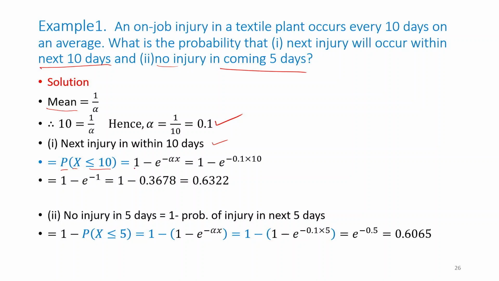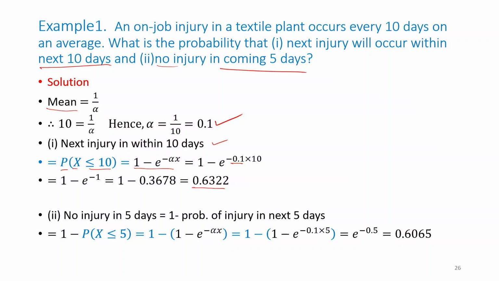So we write directly this formula, 1 minus e to the power minus alpha x. We put the values of alpha, which is 0.1, and the number of days, which is 10, multiply it by 10, and evaluate this function. We end up with a figure of 0.6322. That is the probability.